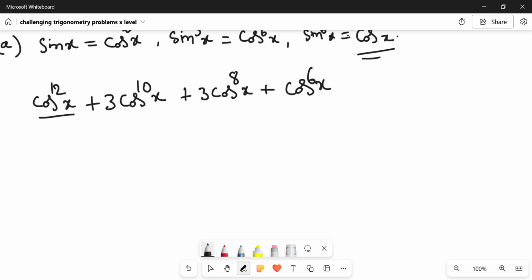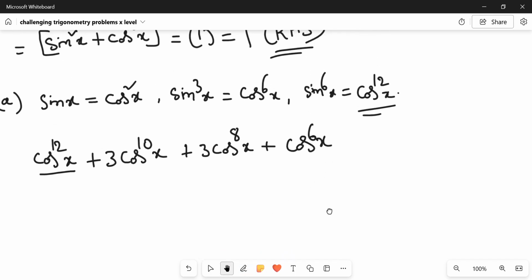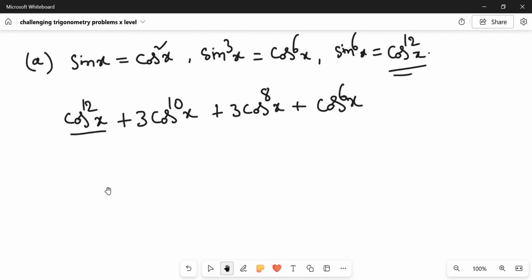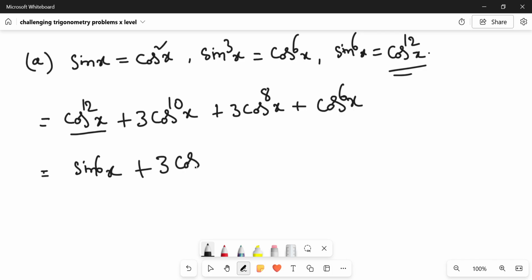So I just told this one. Wherever cos power 12x is there, let's replace with sin power 6x. You'll understand why I am doing it like that. It's very easy. I want to bring it to sin square x plus cos square x whole cube. So this one I replace with sin power 6x. And this is 3 cos power 10x. Let's keep it for time being. I'll tell you what we have to do here.